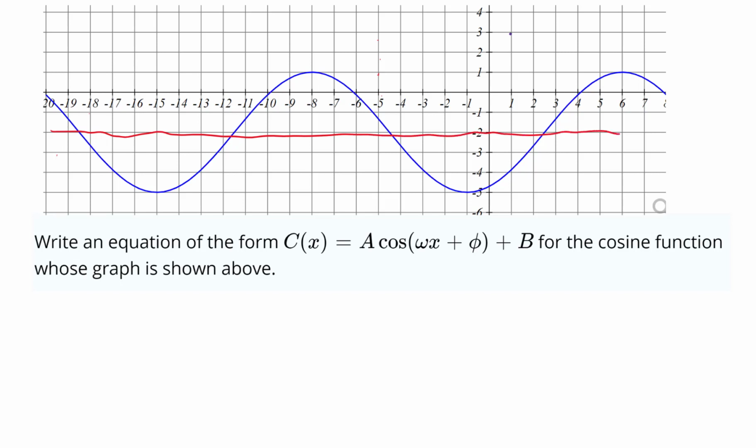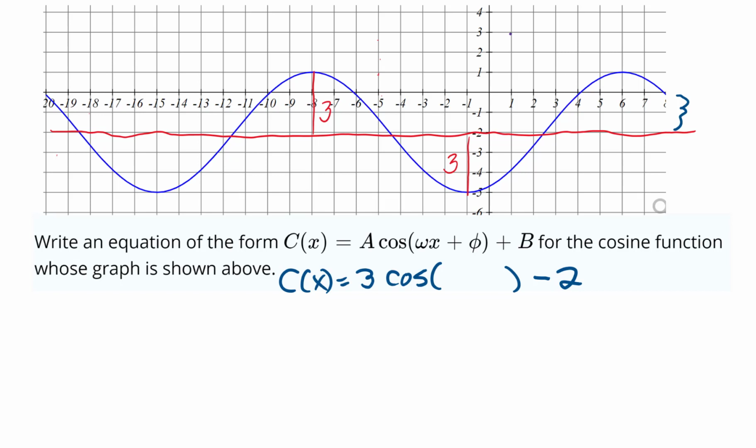And it looks like that line is right here, so that we go above the line by 3 and below the line by 3. So we know our amplitude is 3. So we have cosine, or c of x, equal 3 cosine. We'll figure out the omega and the phi, but it looks like our baseline, we are moved down 2. So this is going to have a negative 2 on the end.